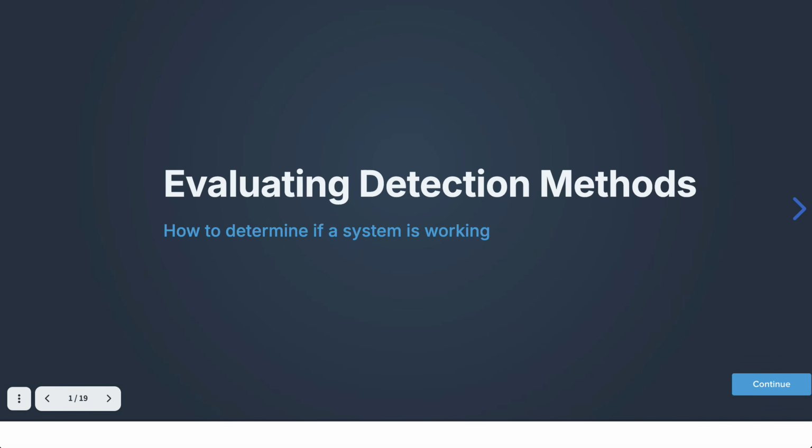Evaluating detection methods. How to determine if a system is working. You spent time learning what the three detection methods are. Now the question shifts. How do you decide which one to use? In this lesson, we're looking at 4 key factors that help answer that.